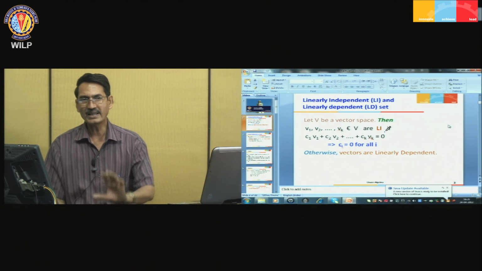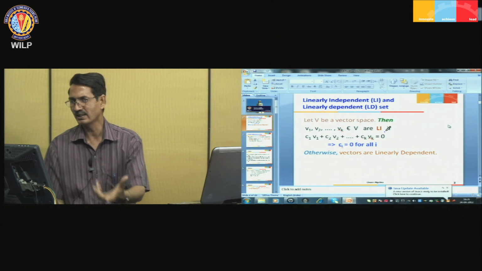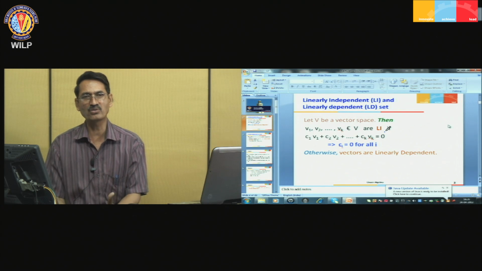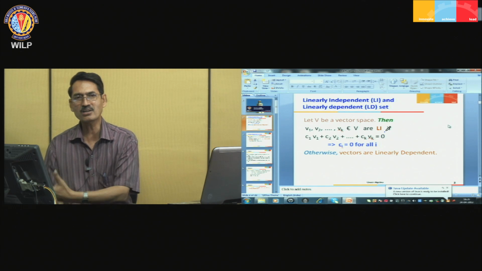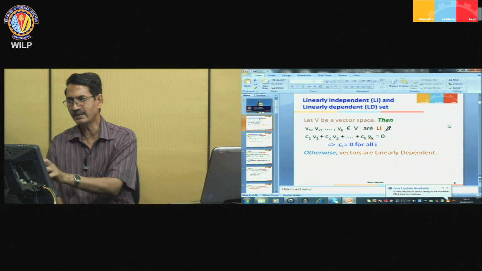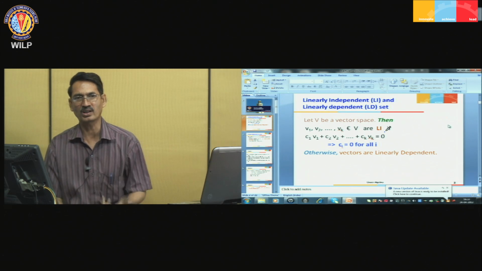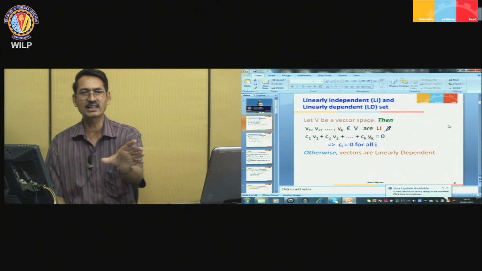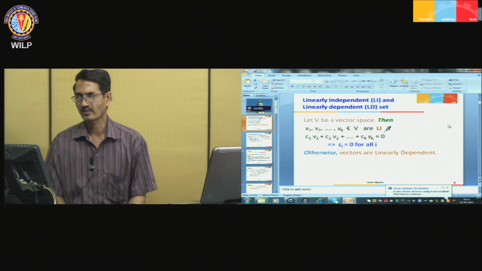if you make a linear combination of these elements, that is C1 into V1 plus C2 into V2 and so on and so forth plus Ck into Vk is equal to 0, and if it implies that Ci is equal to 0 for all i, then we say that V1, V2, Vk are linearly independent. See, what is the meaning?